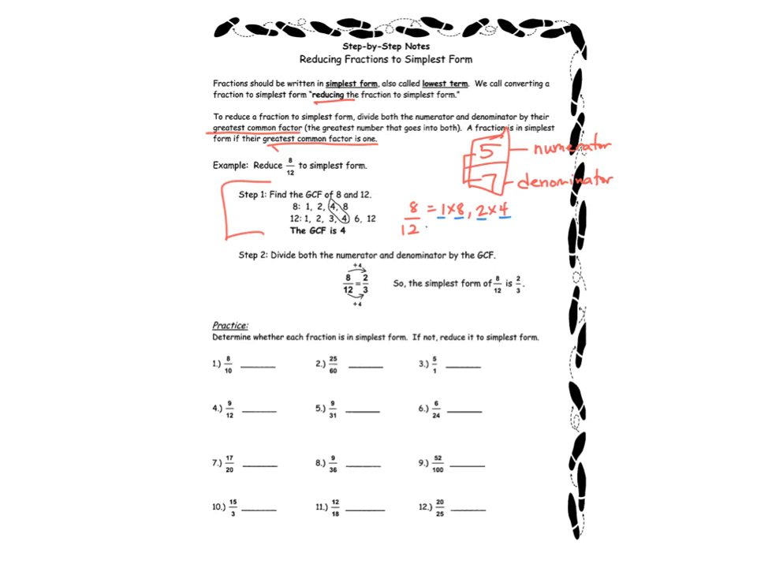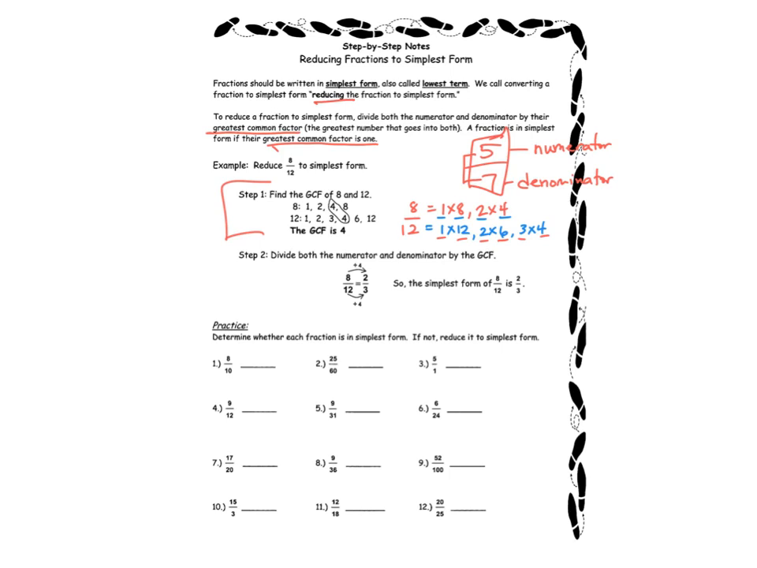Now let's do the same thing for 12. 1 times 12 is 12. Then you go up. 2 times 6 is 12. 3 times 4 is 12. So if you look at those numbers, you have 1, 2, 3, 4, 6, and 12.